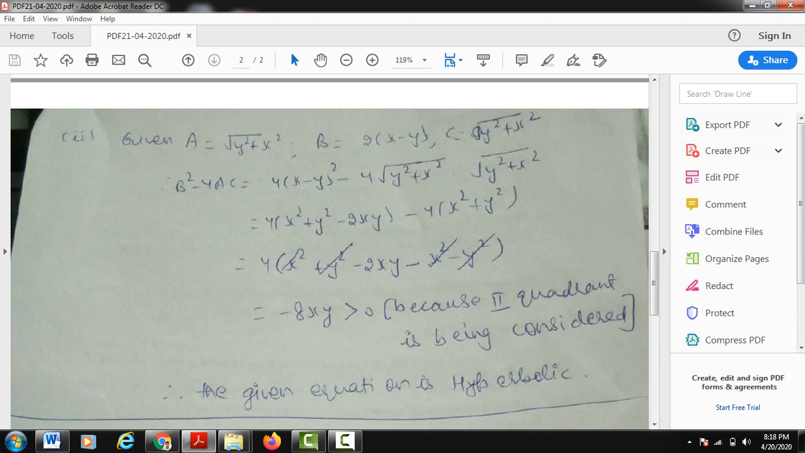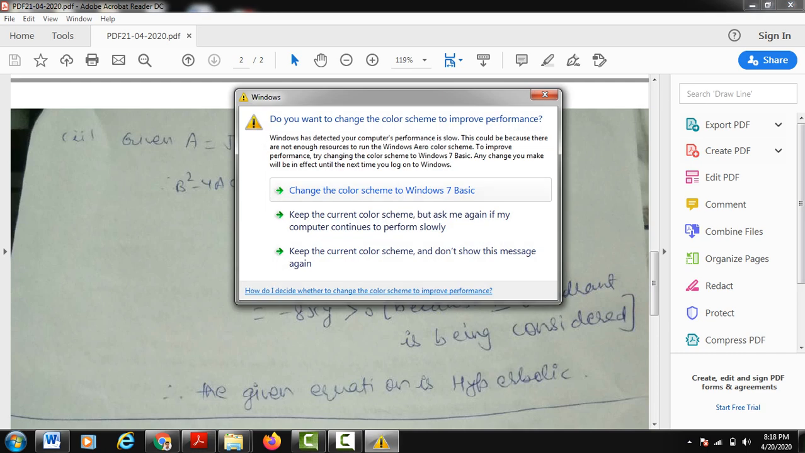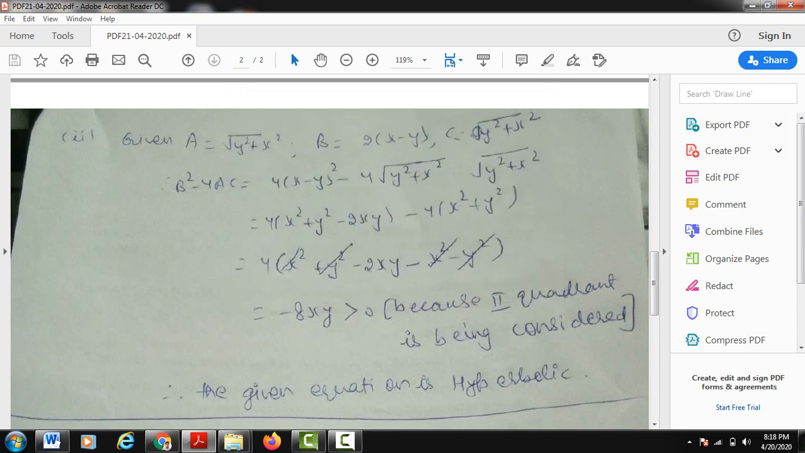So I am getting a is equal to under root y square plus x square, b is 2 into x minus y, and c is under root y square plus x square. Okay. So here I am going to evaluate again the factor b square minus 4ac. So b square will be 2 into x minus y whole square, that is 4 into x minus y whole square, minus 4ac. What is a? Under root y square plus x square, and what is c? Again under root y square plus x square.